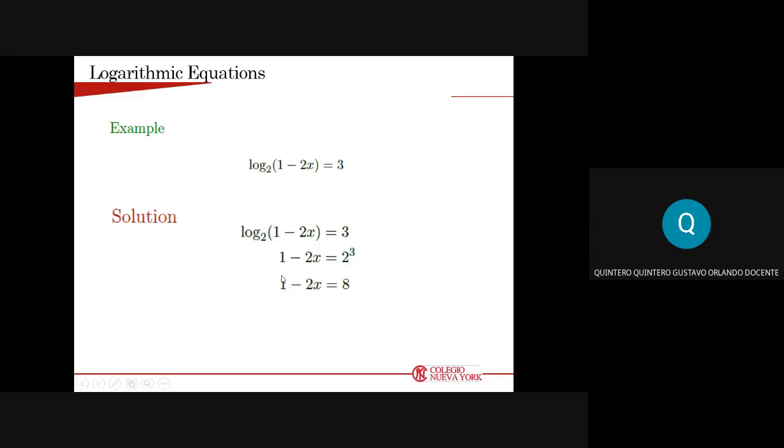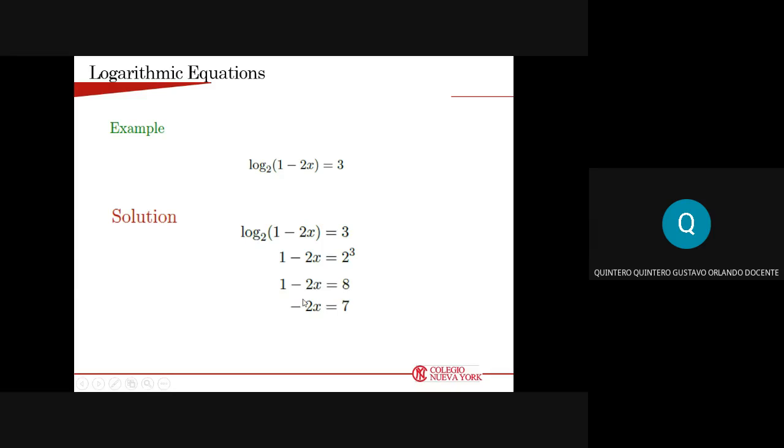How do we isolate the x from here? Well, we're going to have to begin by moving the 1. The 1 is adding, right? So we're going to move it to subtract. Look at that. The 1 passes to subtract, right? So we have 8 minus 1. That's a 7.